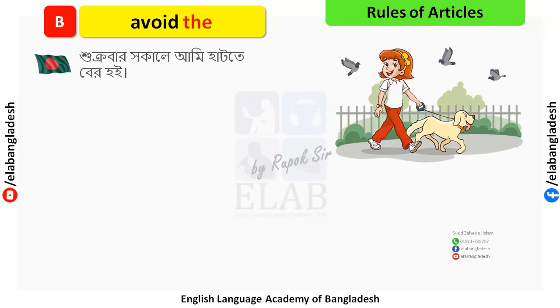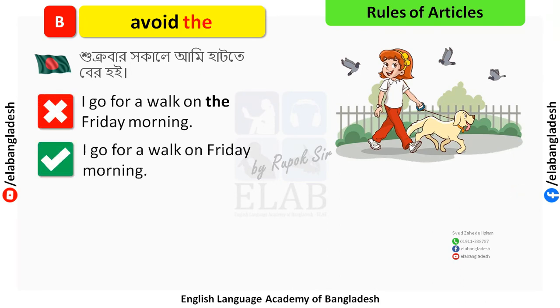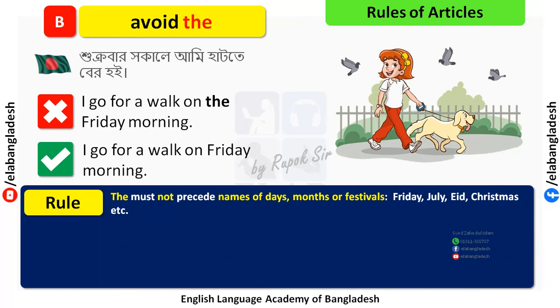I go for a walk on Friday morning. The must not precede names of days, months, or festivals: Friday, July, Eid, Christmas, etc.